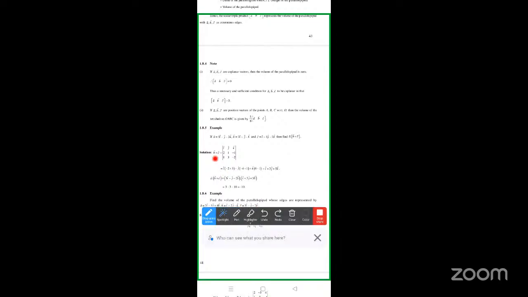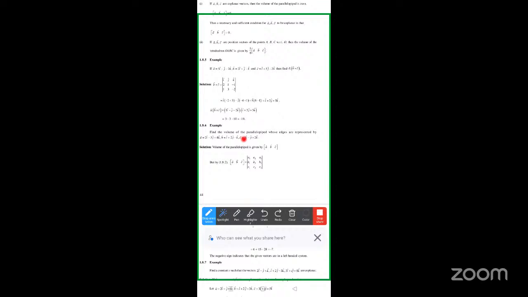So we can calculate B cross C, which is the determinant with rows i, j, k; 2, 1, minus 1; 1, 3, minus 2. Simplifying this determinant, we get i plus 3j plus 5k. So A dot B cross C is (3i minus j minus 2k) dot (i plus 3j plus 5k). So we are getting minus 10.